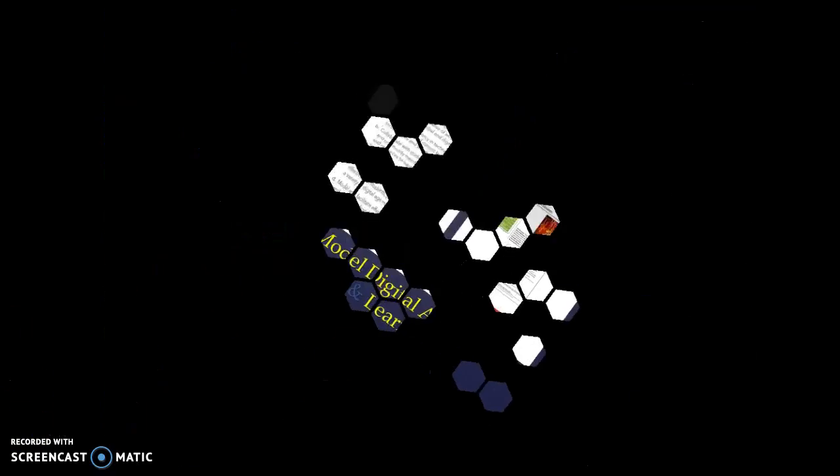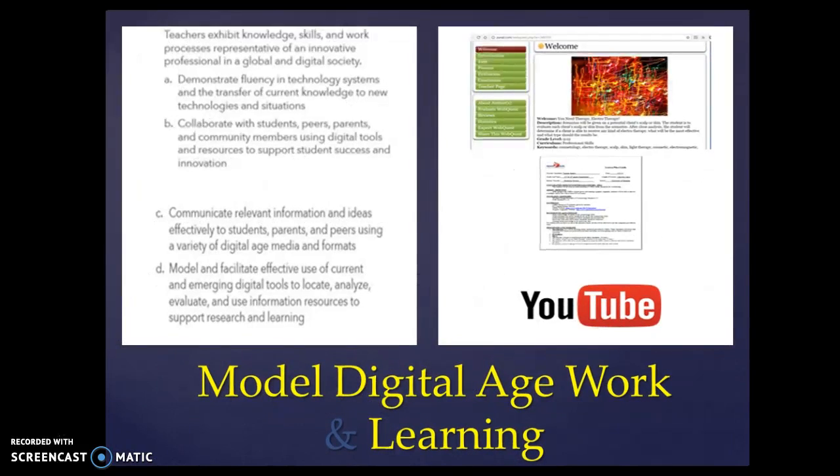The third ISTE standard is Model Digital Age Work and Learning. In this standard, teachers will exhibit knowledge, skills, and work processes representative of an innovative professional in a global and digital society. For this standard, I chose the WebQuest, our multi-technology lesson plan, and also YouTube.